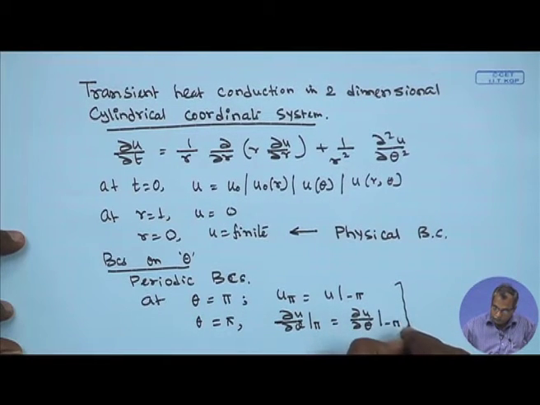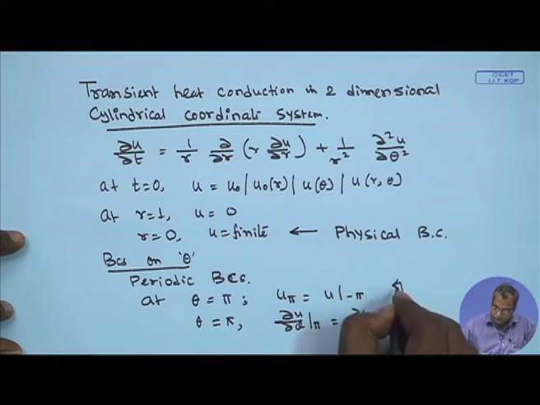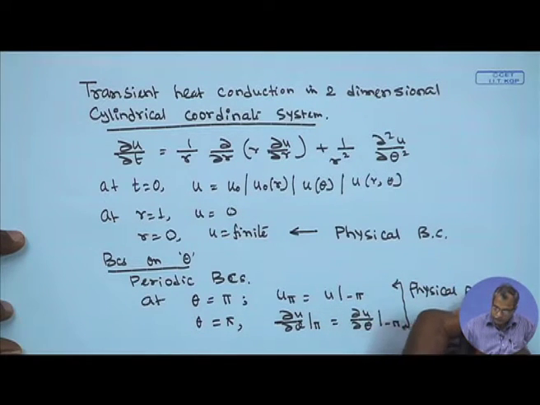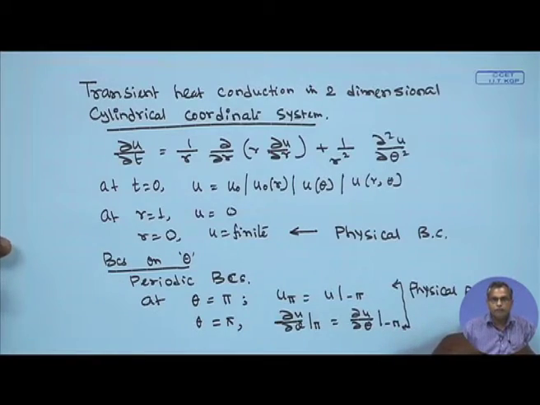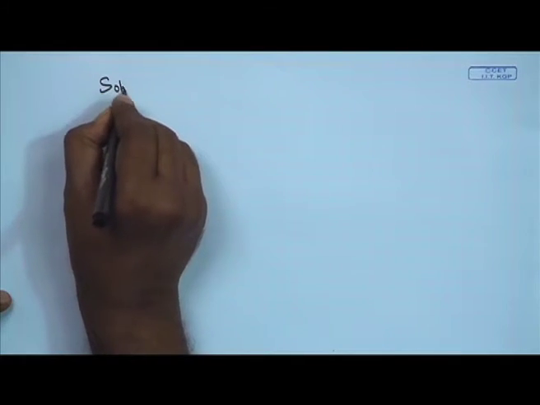and both of these conditions on theta are known as the physical boundary conditions, because they are formulated from the physics of the problem. Then we will be going ahead with the separation of variable type of solution to attempt to solve this equation. So, next we will be looking into the solution of the transient two-dimensional heat conduction problem in the cylindrical coordinate system.